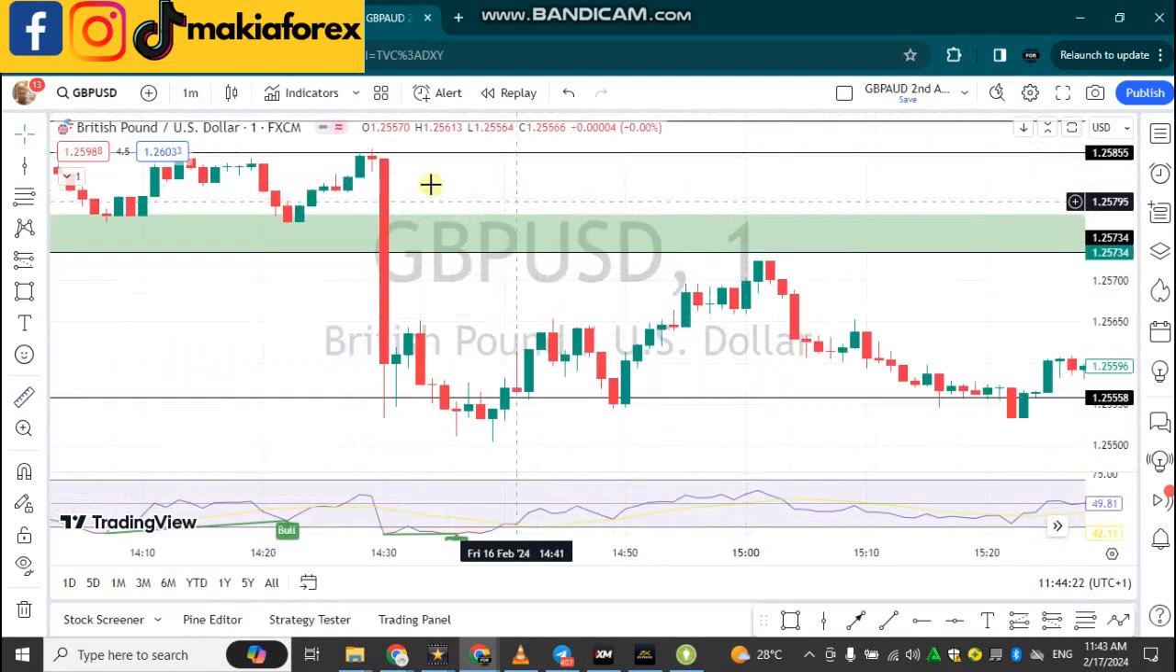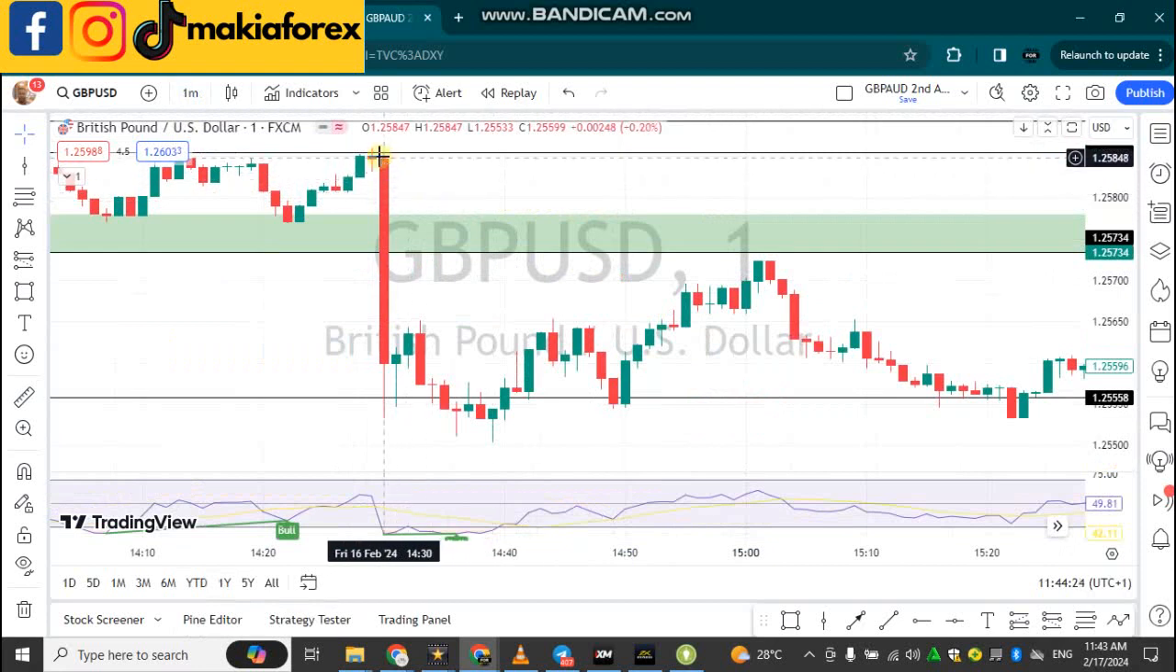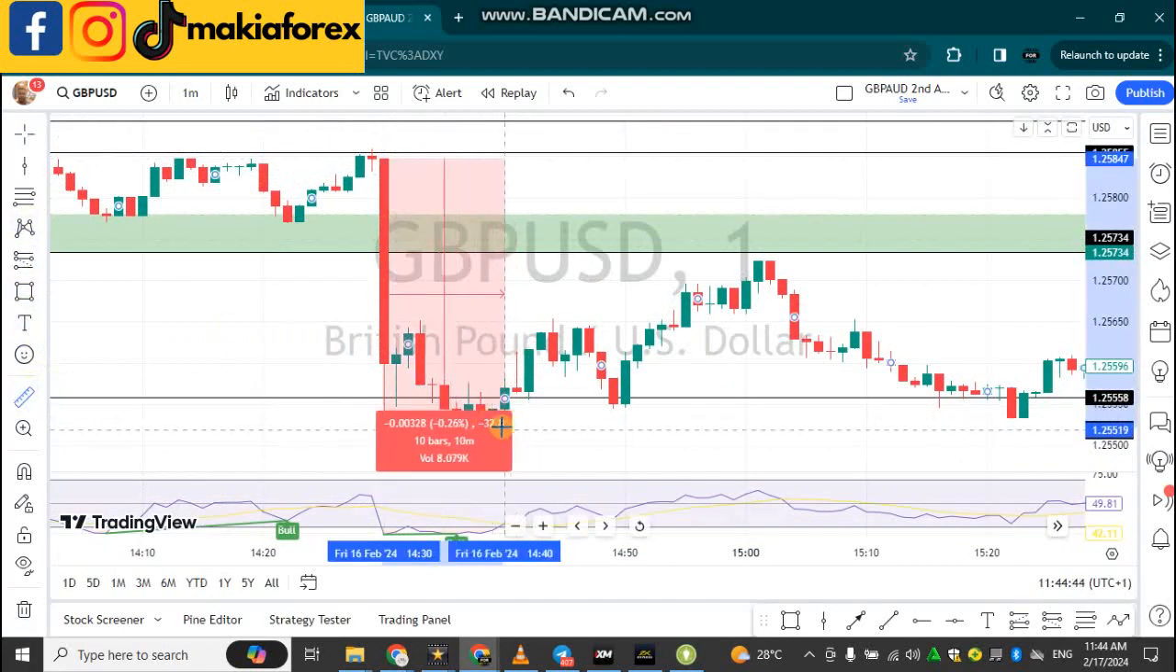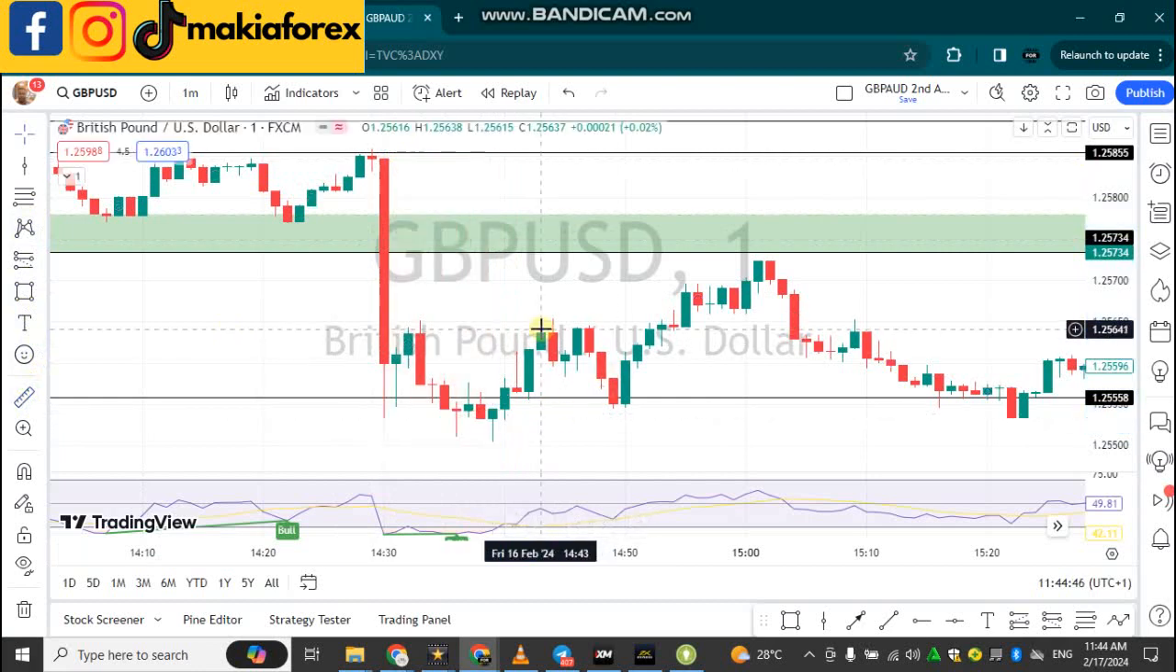Let's see clearly. So this is the news candle over here. That's 2:30. You can see that the first candle was bearish. It was completely bearish. I think the first candle alone is about that particular move. Only the first candle is 30 pips. Okay, the first candle is 30 pips.